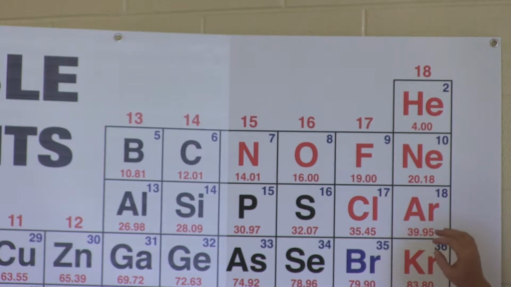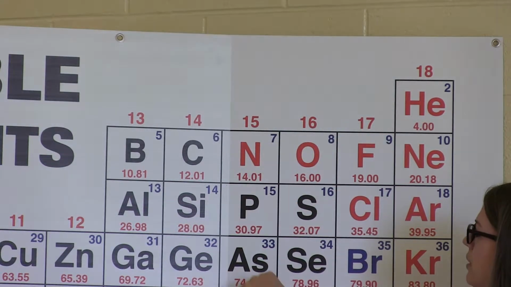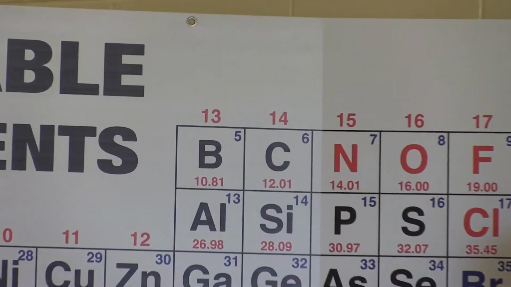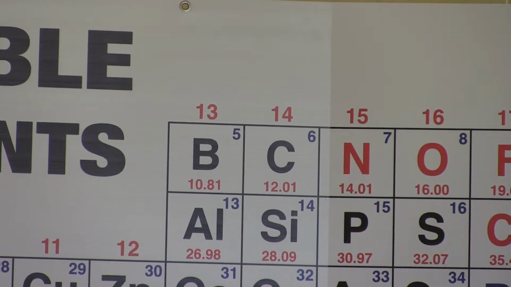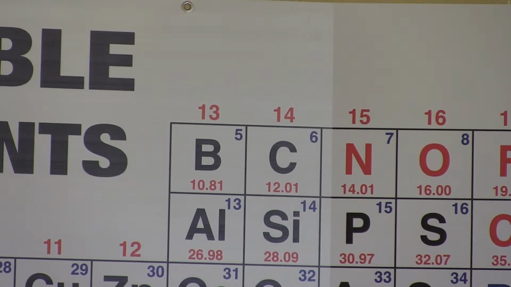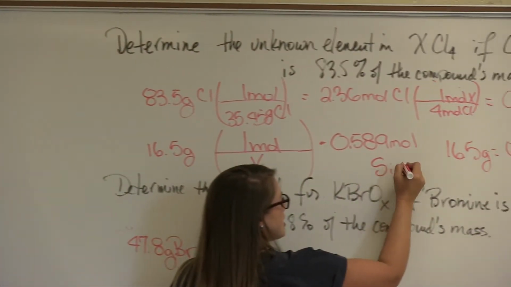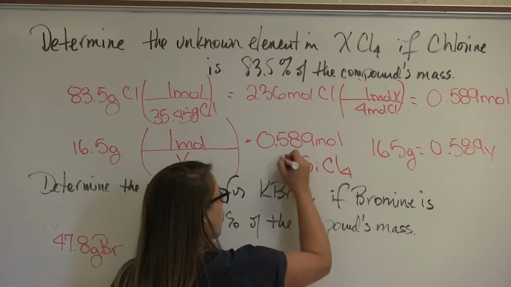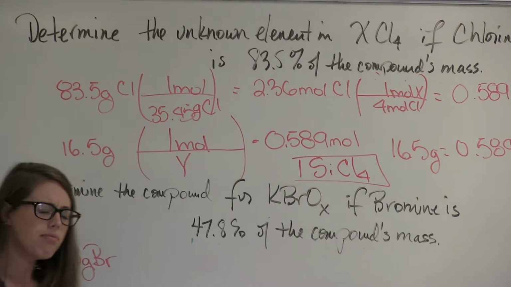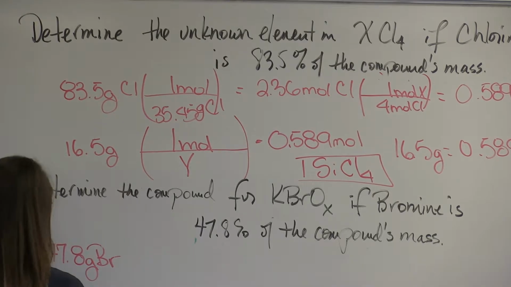So if we look at the periodic table, the closest one to 28.02 is going to be silicon. It's 28.09. So that's going to tell us what our missing element is. Our missing element is silicon. So if the missing element is silicon, we would write this as SiCl4 as our answer.